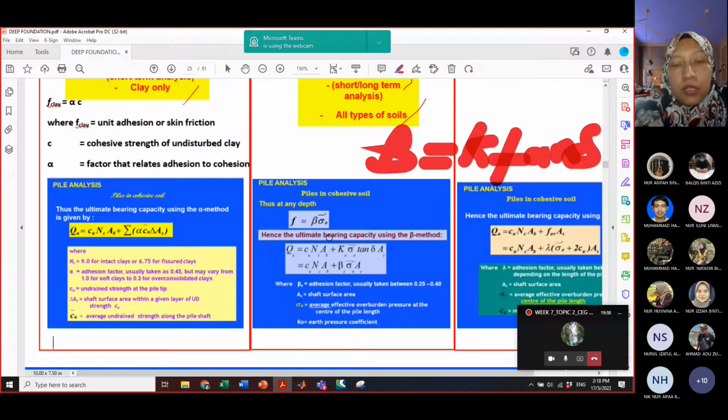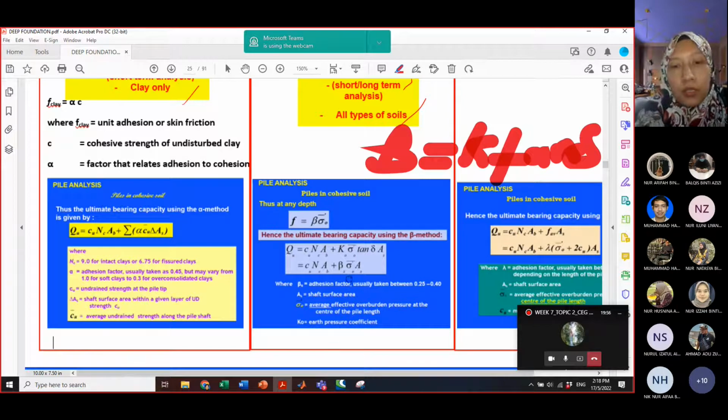So the QB is still the same as CU and C times with AB. The only difference is in QS. So still the same. Beta is addition factor usually taken between 0.25 to 0.40.